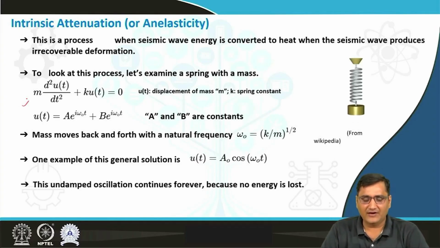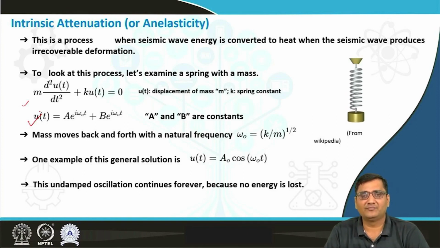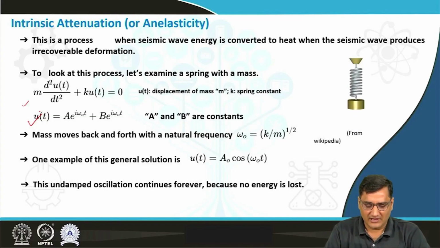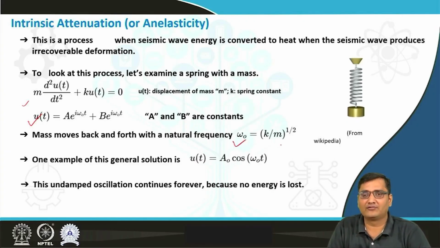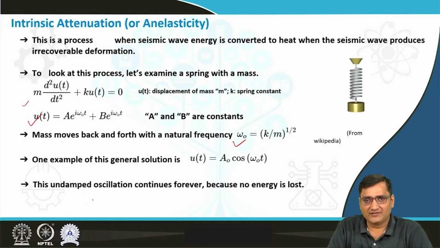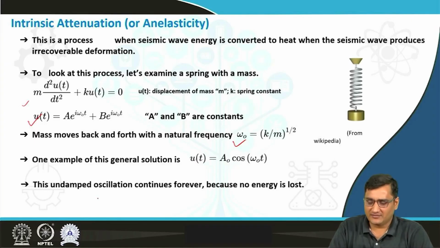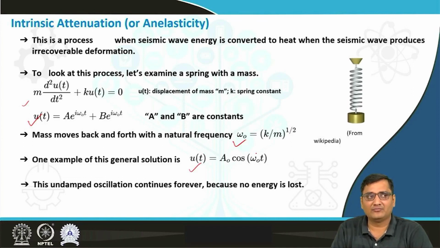If we would like to find the solution for this differential equation, it can be written something like this: u(t) is equal to a e to the power iota omega naught t plus b e to the power minus iota omega naught t, where a and b are constants, and the mass is moving back and forth with a natural frequency omega naught, that is equal to under root of k by m. One example of the general solution to this differential equation in the form of displacement can be like this: u(t) is equal to a naught cos omega naught t.